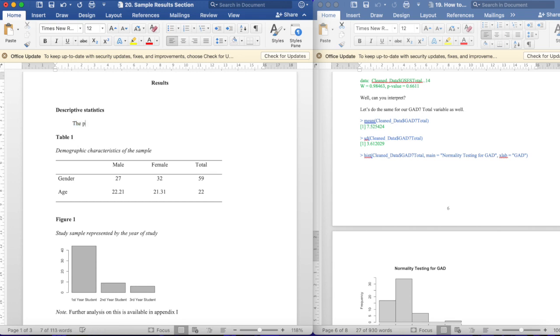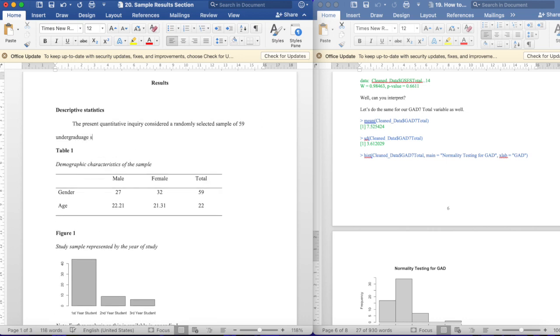For example, you could say the present quantitative inquiry considered a randomly selected sample of 59 undergraduate students from McGregor University of Technology. Now you can of course write your university's name, but I'm just going to use a fake name here.